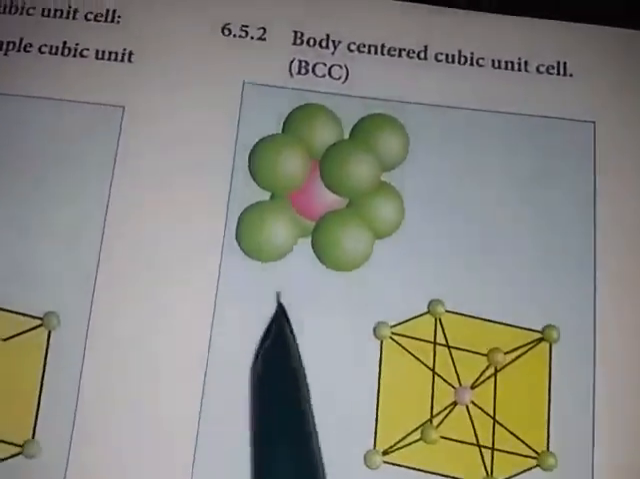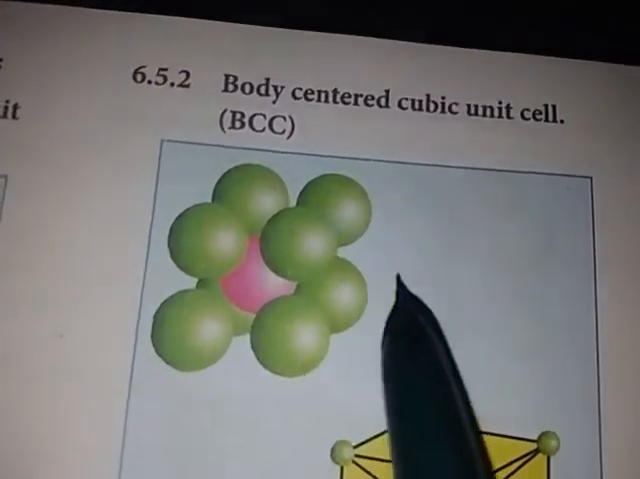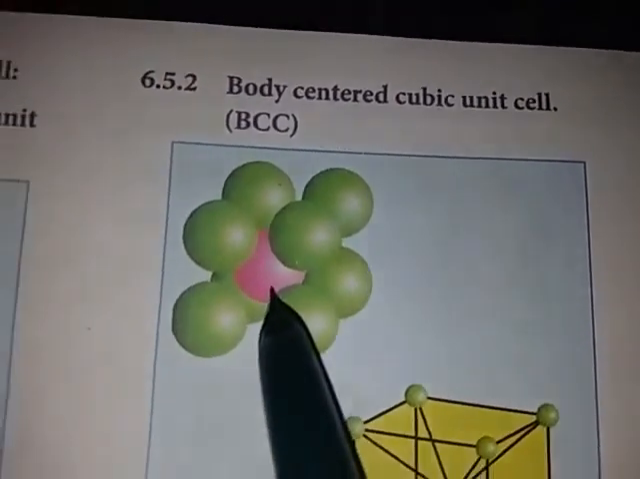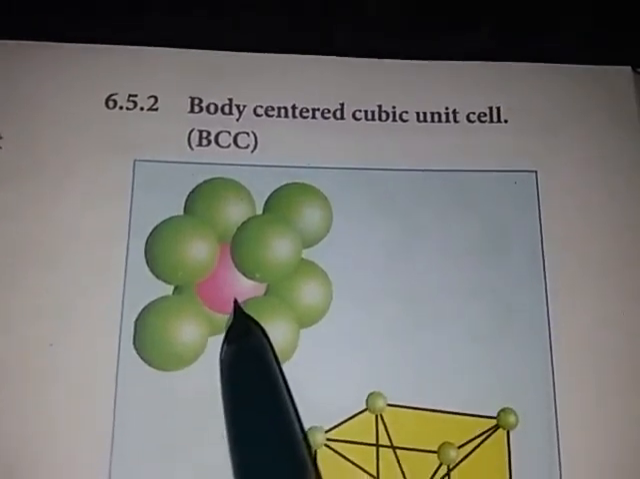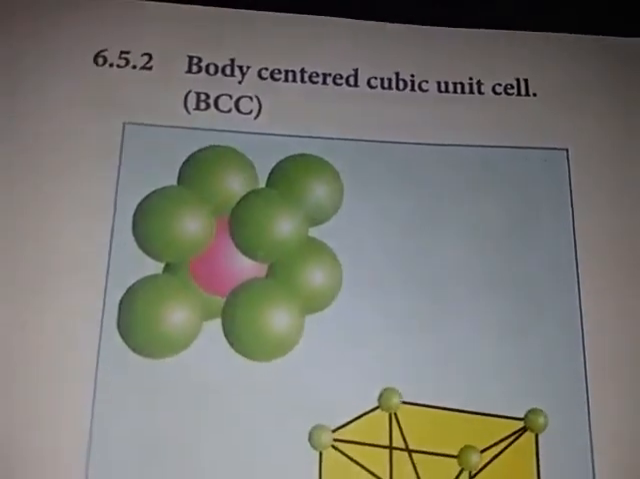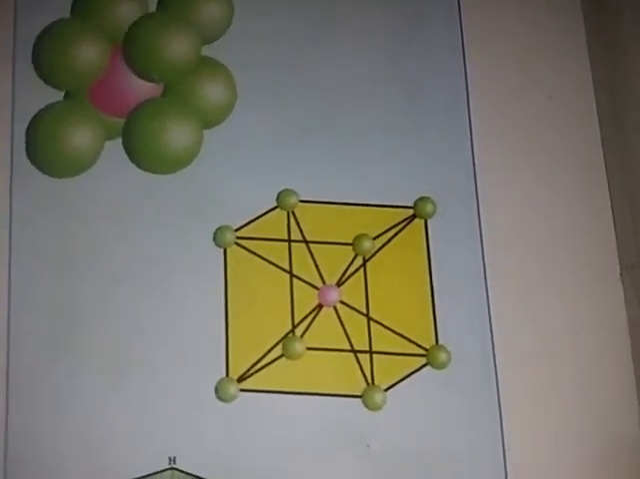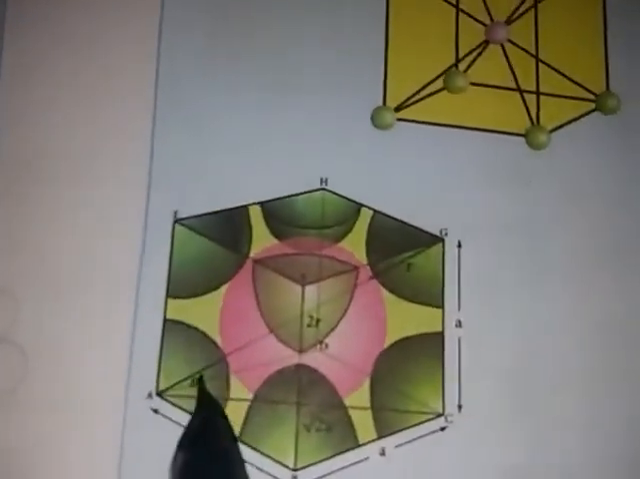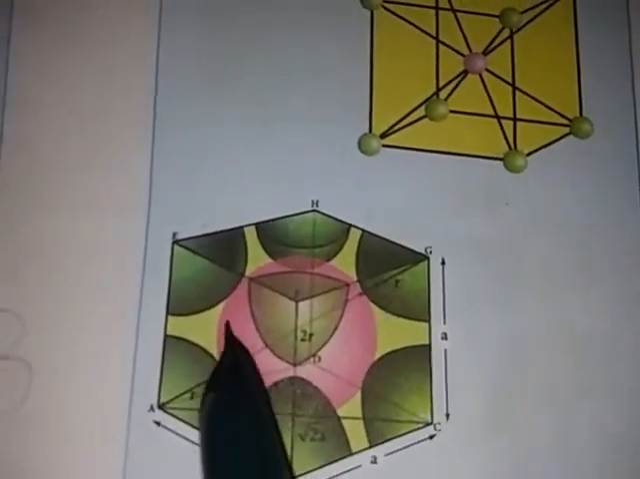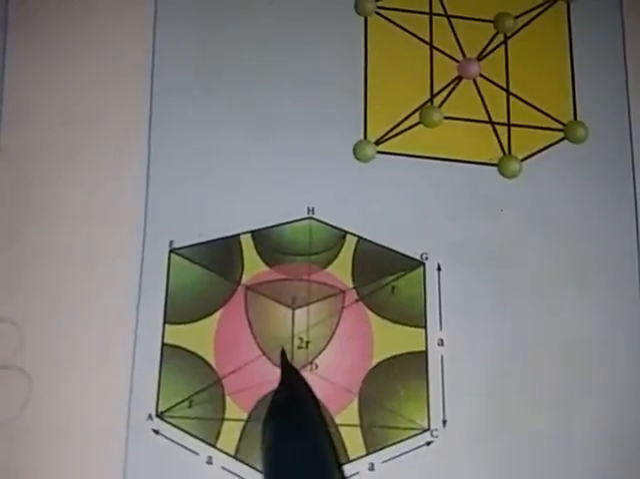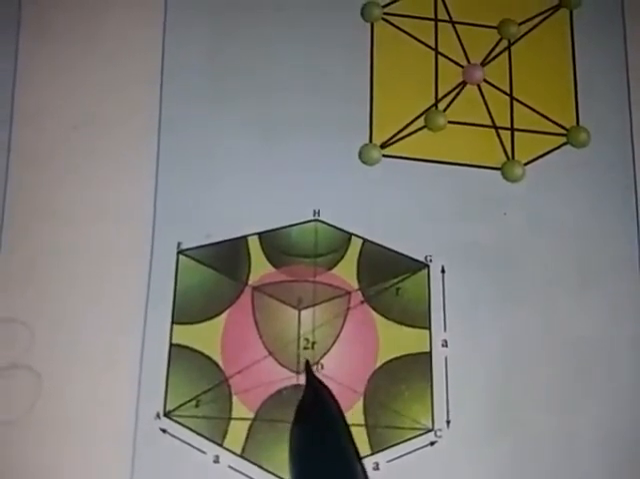Look at this diagram. In this diagram, green spheres show the atoms present at the corners, and the pink sphere shows the atom present at the center, the body center. And here, in the cubical arrangement, it is shown like this. If you look at this diagram, the atom at one corner does not touch the atom at another corner, but the atoms at the 8 corners are touched by the atom present at the center of the body. Okay.